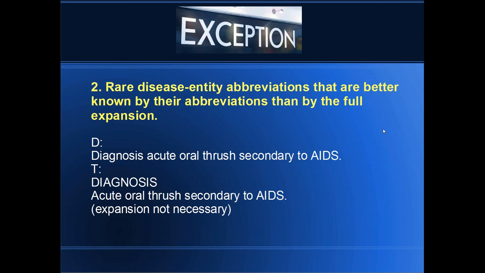Okay, so the second exception, and I think this is also intuitive to most of you as well, is the rare disease entity abbreviations that are better known by their abbreviations than by the full expansion. And of course, the immediate ones that come to mind are AIDS, unfortunately, and HIV. They have been just part of our vernacular day to day, and it is much more clear to many people if you use the acronym as opposed to the expanded version. Now, having said that, certainly I don't think it would be an error if you actually did type out or expand out AIDS, for example, in a diagnosis specifically, and in an exam situation, and then include the acronym as well.